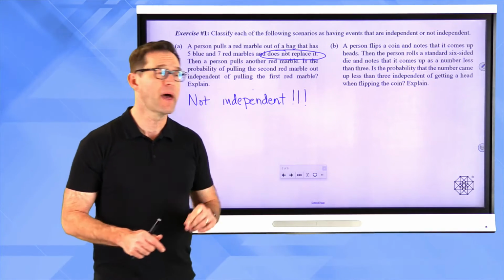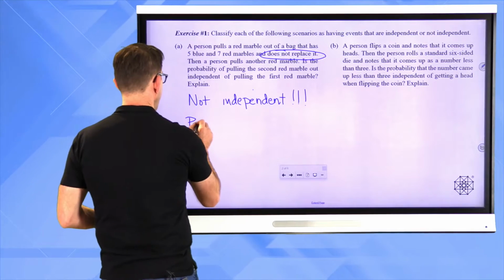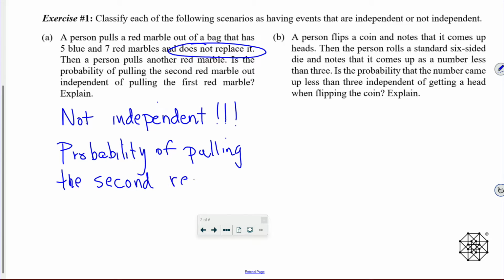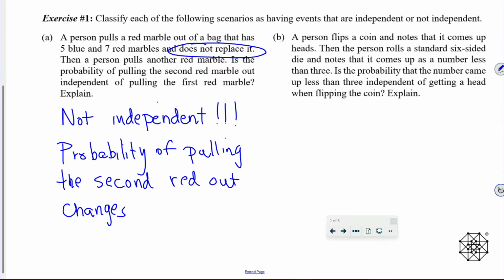So it's not independent because the probability of pulling the second red marble out changes because we don't replace the first.